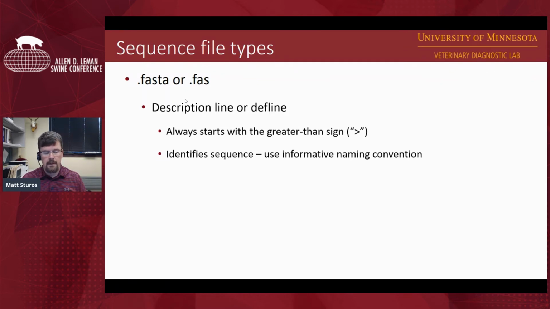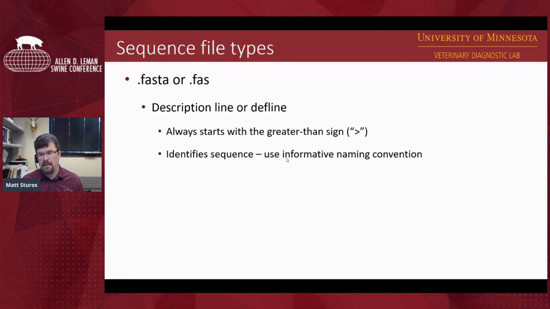There's going to be a description line or a def line, and that will always start with the greater than sign, the little arrowhead that's pointing to the right. That line will contain any information that you want to identify the sequence. I always advocate using an informative naming convention. If you're going to make your own, you would put what identifies that sequence to you.